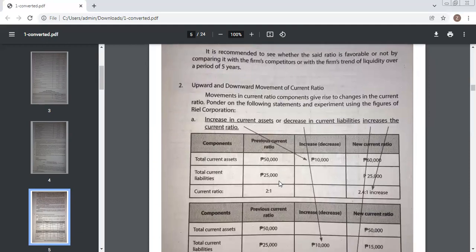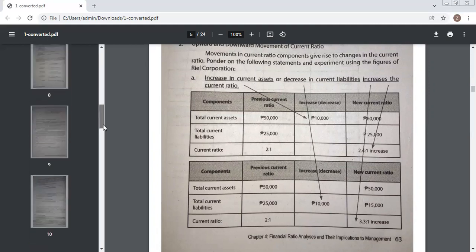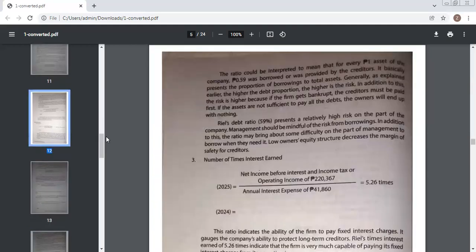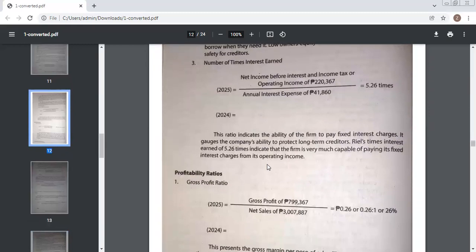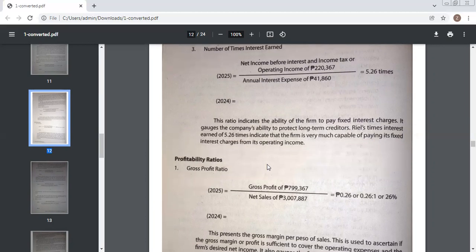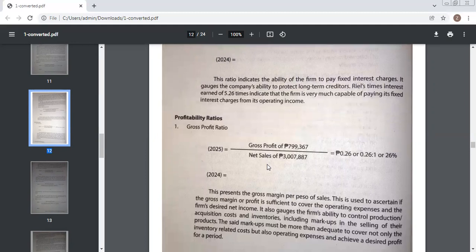So next is profitability. Profitability assesses the returns earned by a business from its trading activities and investment. Profit is very important in business. It is the reward or return for taking risk and making investment. Profit shows how successful a business is. So, in getting the gross profit ratio, the formula is gross profit over net sales.